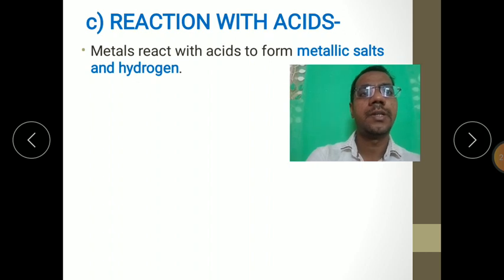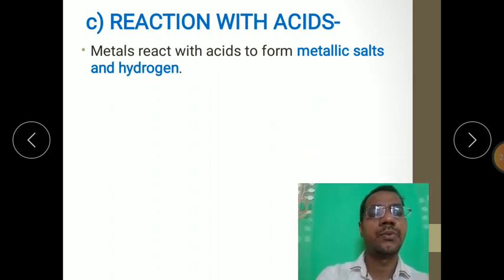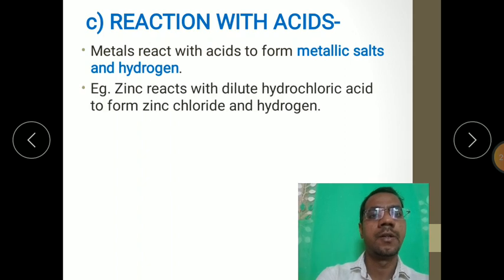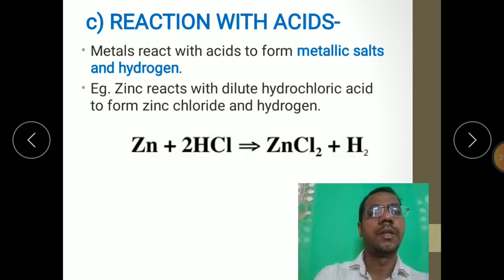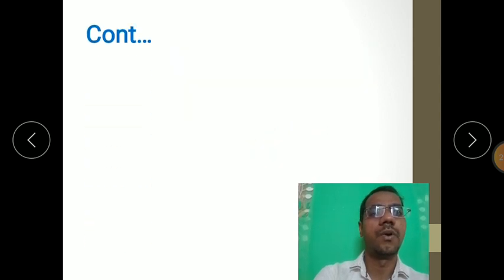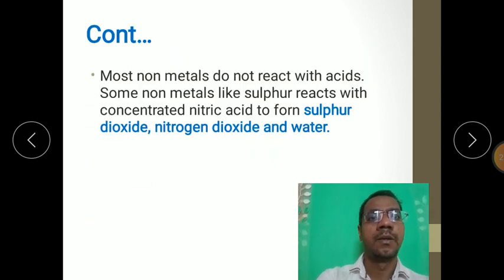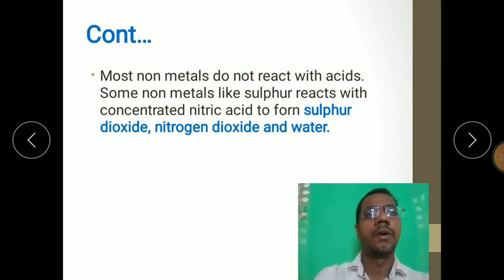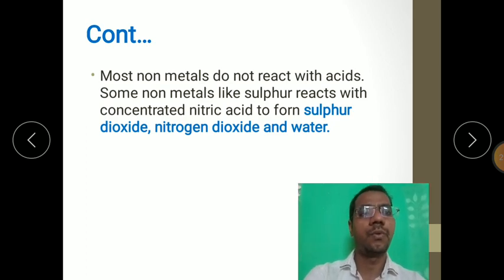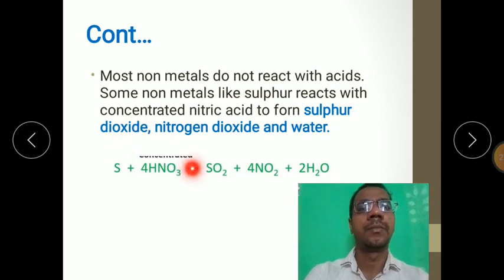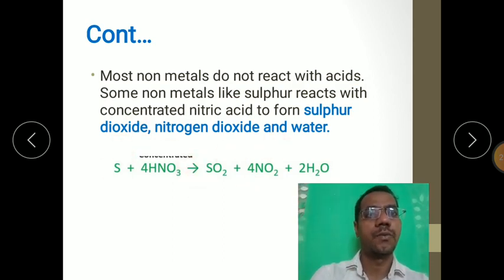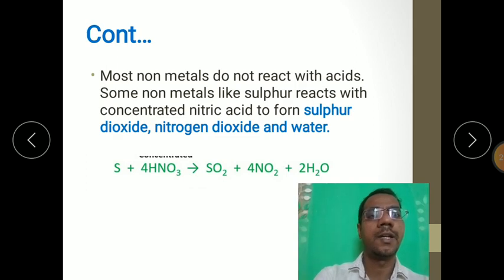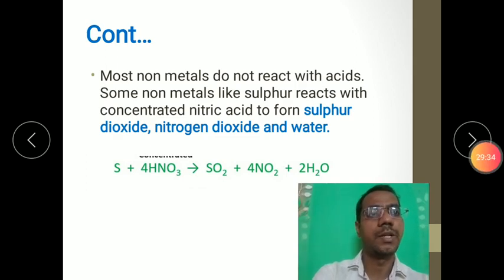Reaction with acids. Metals react with the acids to form metallic salts and hydrogen. In this way, zinc reacts with HCl to form ZnCl2 plus hydrogen gas is evolved. If we compare with the non-metals, they do not react with the acids, but few non-metals like sulfur react with the acids to form sulfur dioxide, nitrogen dioxide and water. So this is nothing but today's lecture. In the next lecture we will discuss the next chemical properties of metals and non-metals.